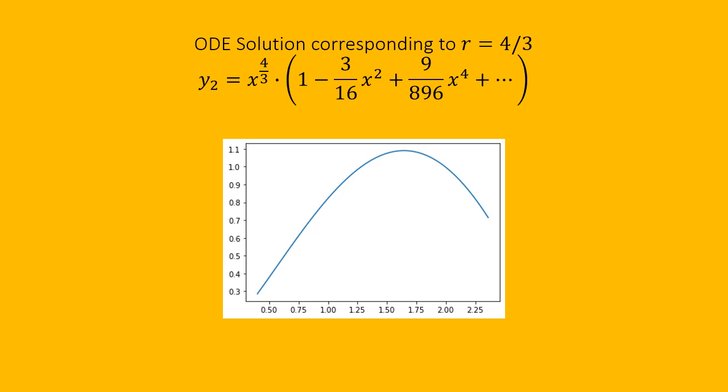Okay, so let's look at the solution corresponding to r equals 4/3. In this case, y sub 2, our second solution, is x to the 4/3, that's x to the r, times this infinite series, 1 minus 3/16 x squared plus 9 over 896 x to the fourth plus some other even power of x terms further out. And the graph looks about like this. I think earlier when we were looking at Sage Math, I misread this as 9 over 898, but the correct value was 9 over 896.